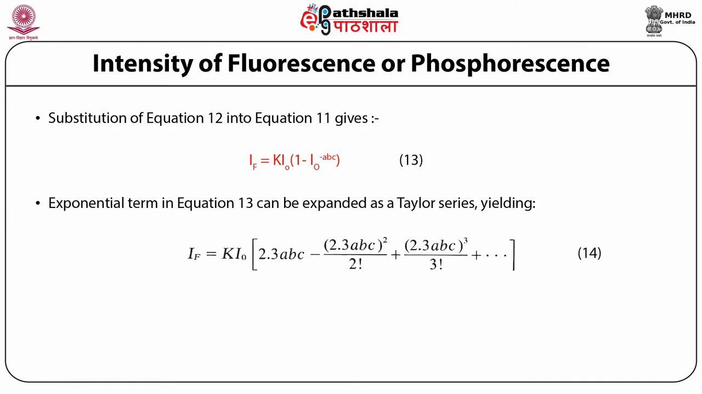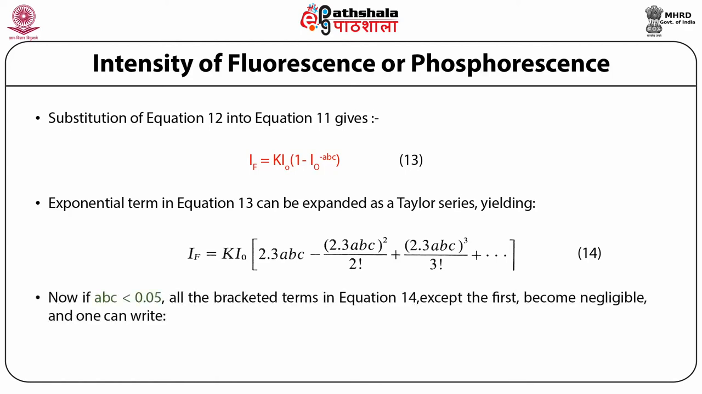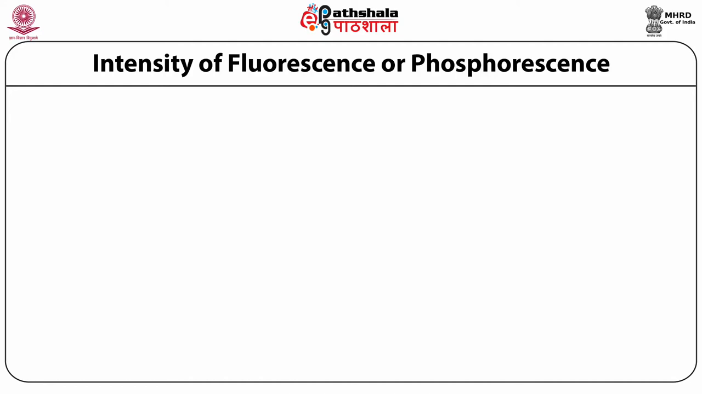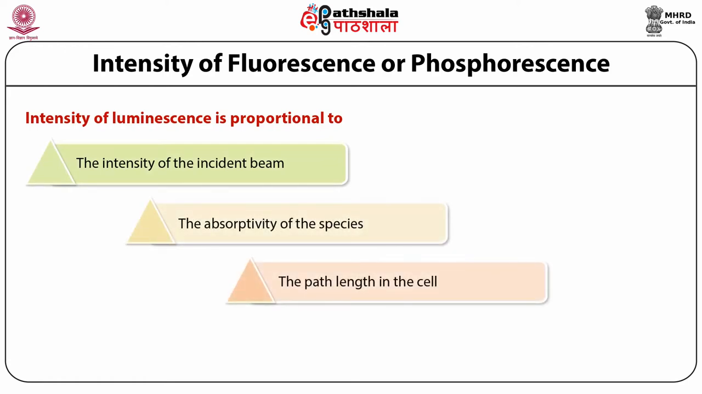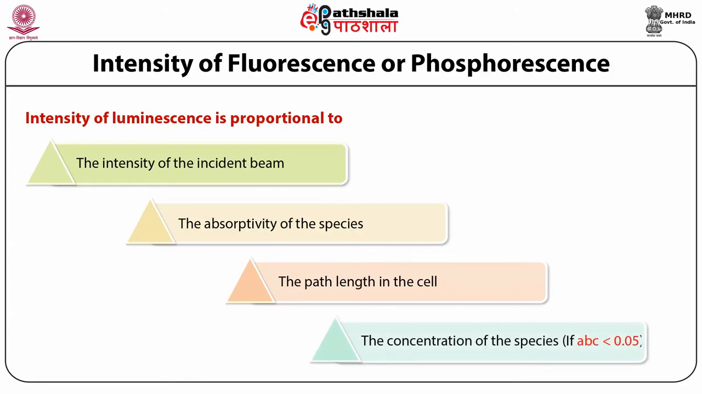From equation 14, it is quite clear that if ABC is less than 0.05, all the bracketed terms in equation 14 except the first become negligible, and one can write IF equals K dash I0 ABC, that is the intensity of luminescence. Luminescence represents phosphorescence and fluorescence, and is proportional to the intensity of the incident beam, the absorptivity of the species, the path length in the cell, and the concentration of the species, if ABC is less than 0.05.